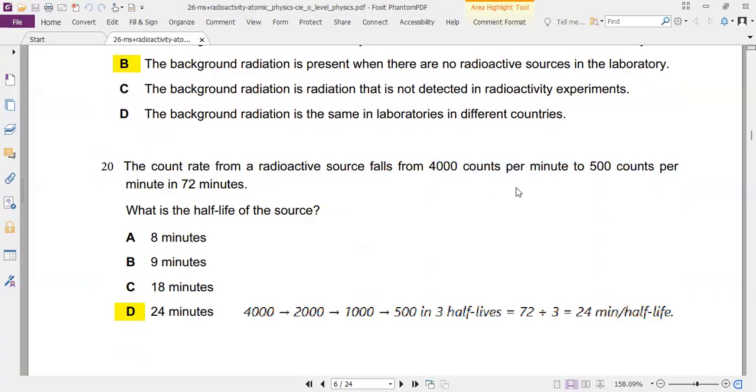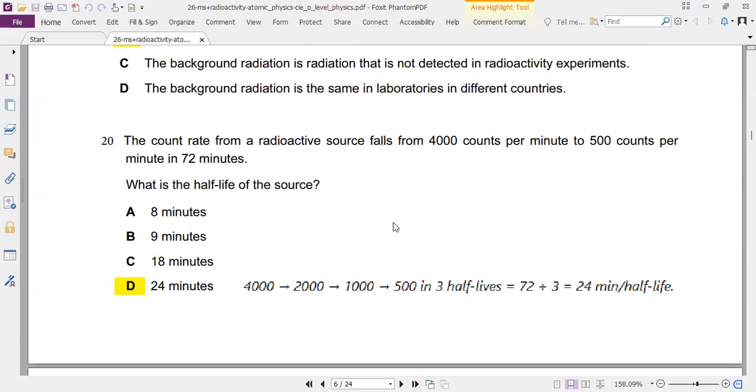Number 20. It falls from 4,000 to 500. So this is the working, how it goes: 4,000 to 2,000, 2,000 to 1,000, 1,000 to 500. 1, 2, 3. So it's three half-lives. So 72 minutes divided by 3 means the half-life will be 24 minutes. Look at the mechanism, the method of working half-life in this form of questions. Remember this, practice this.